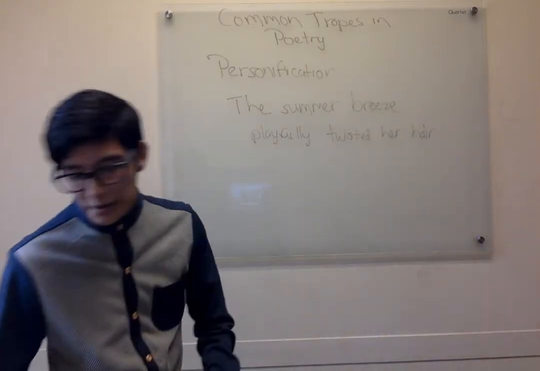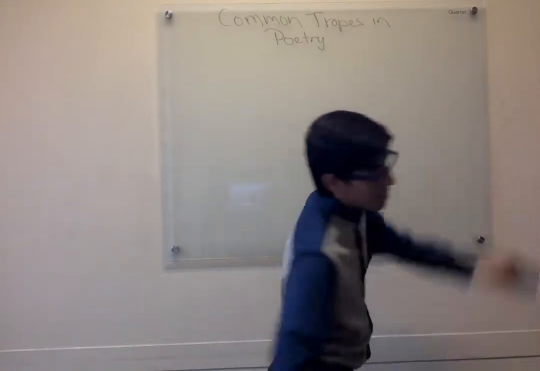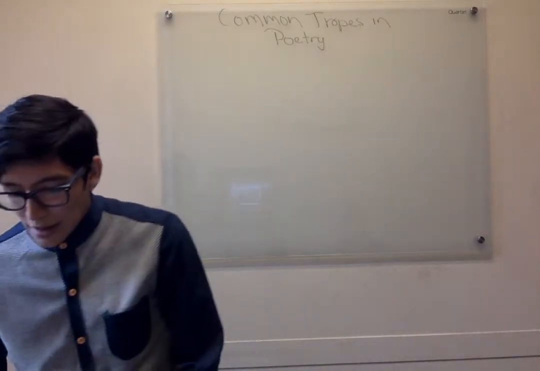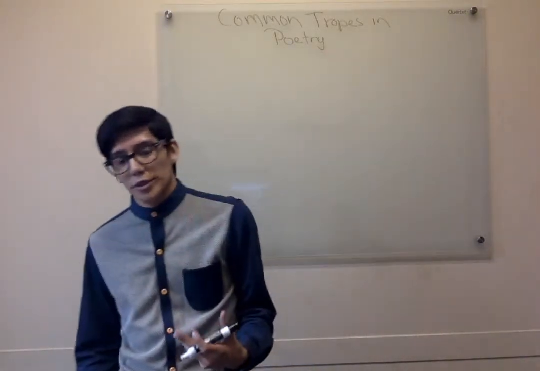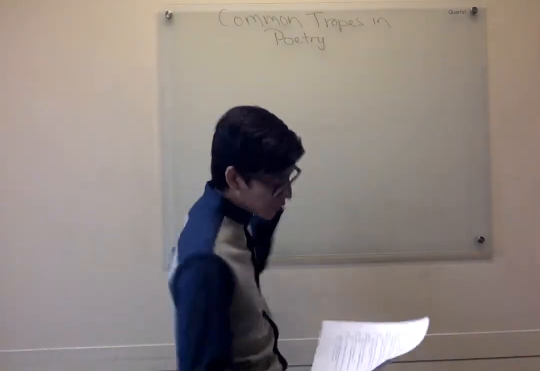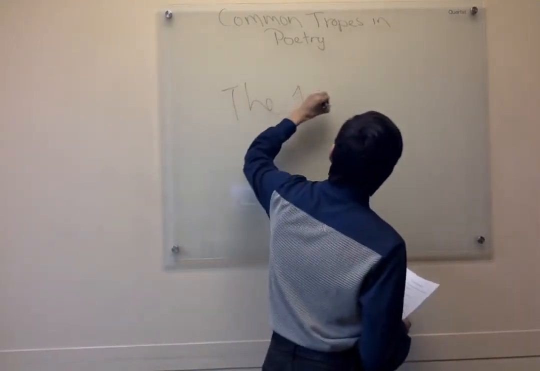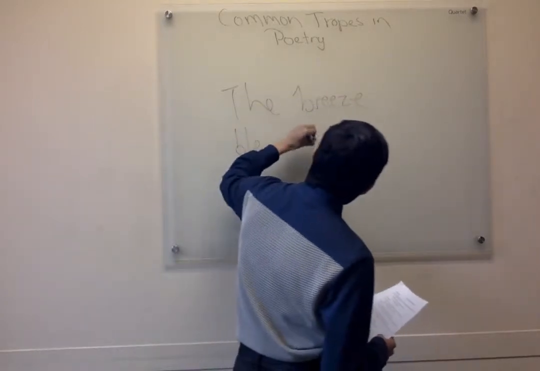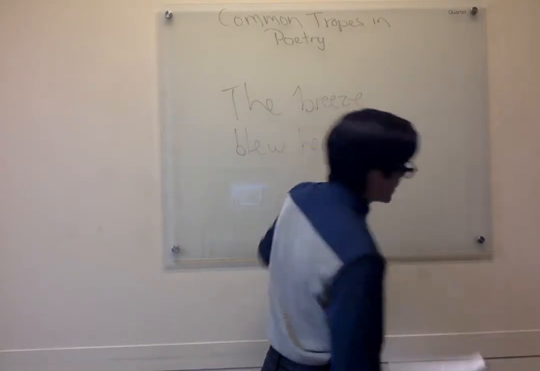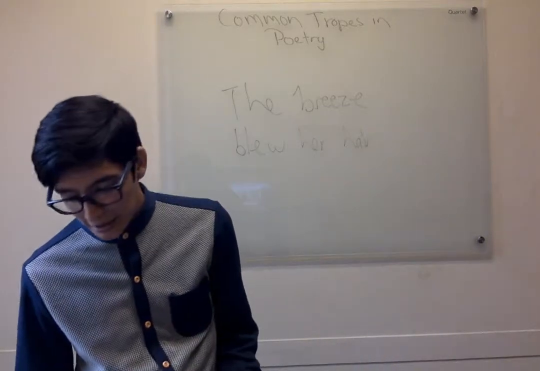And that's what all these tropes are about. All these tropes, personification, alliteration, assonance, metaphor, and simile, are all used in poetry in order to give that creative spin to literature. So, for example, using the previous example, the breeze blew her hair. That's pretty stale right there. It's not interesting, to be blunt.